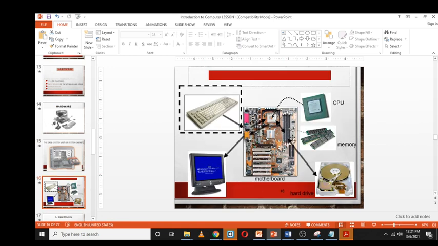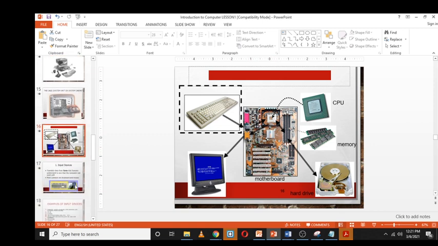Okay, just another example here. This is your motherboard. The motherboard is the one that you find in your system box, and you find the CPU, you find memory, you find the hard drive, and all this here that you can see. Everything that you can possibly see on this screen, these are all hardware, because remember, they are tangible, and tangible simply means something that you can touch.